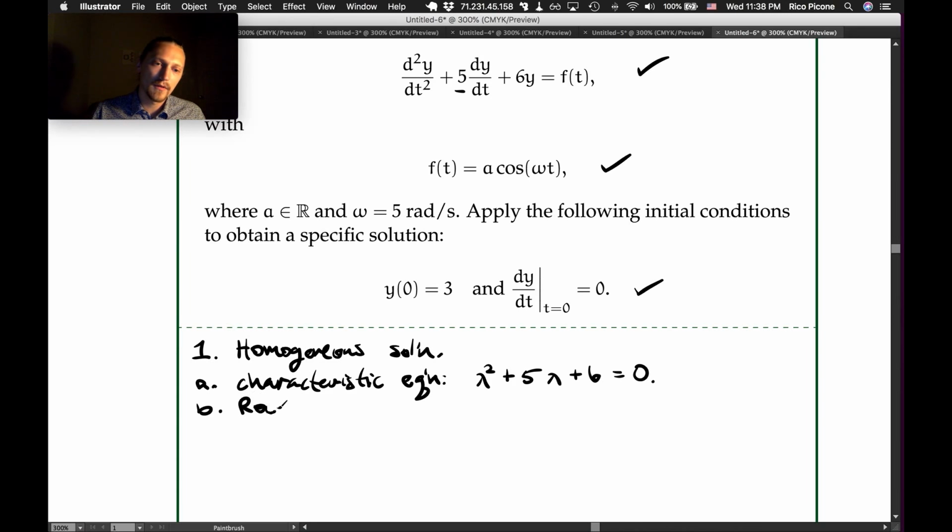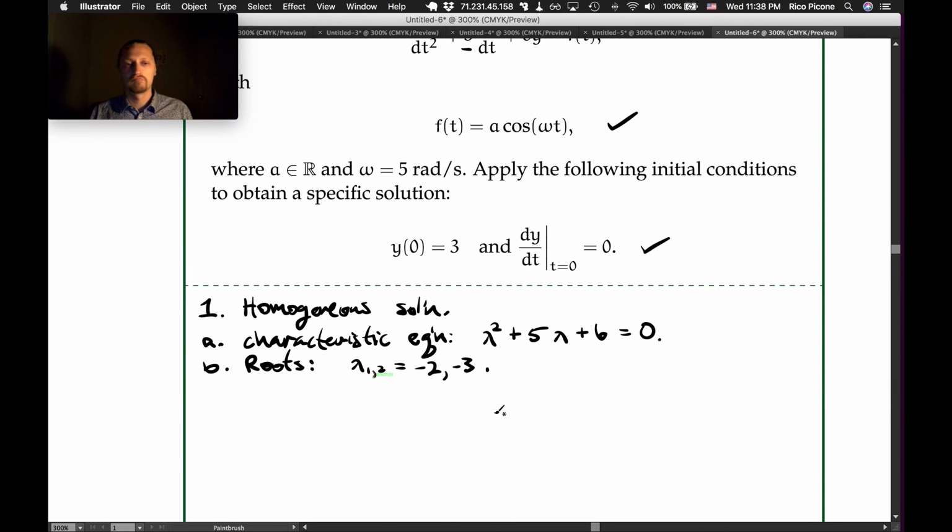So the roots of that can be found by factoring, probably the easiest in this case, or the quadratic formula. Don't use a root solver for this. If you use your calculator for this, God is watching. Anyways, lambda 1 and 2 are equal to -2 and -3. Okay, great.